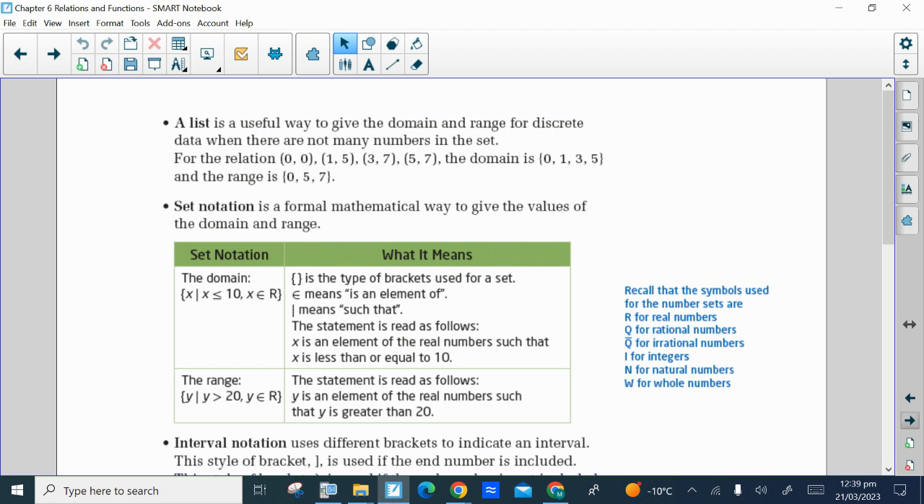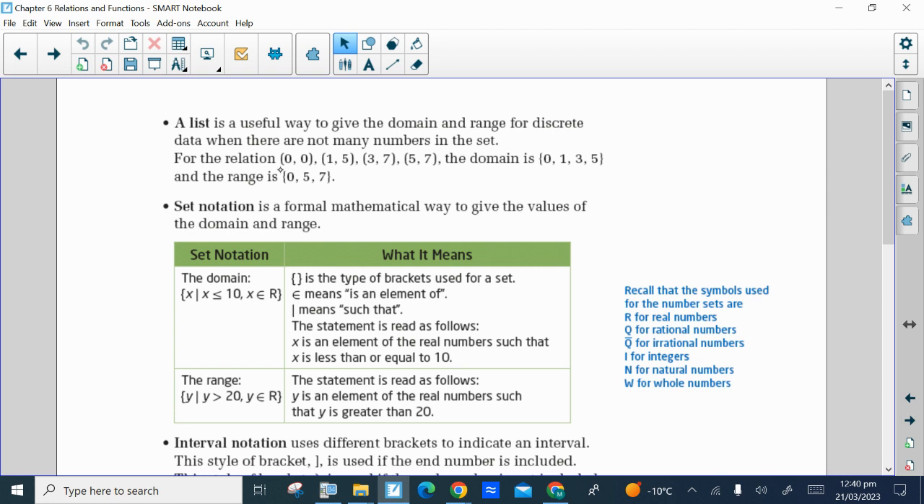Sometimes we use a list, and that is only used when the domain and range involves discrete data. So remember, a discrete graph is where you only have points, they're not joined. So when you have that, you can give the domain and range as a list.